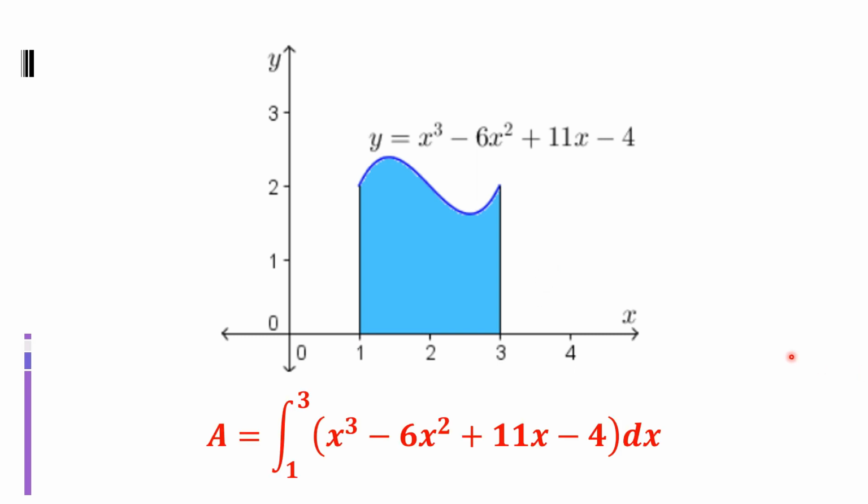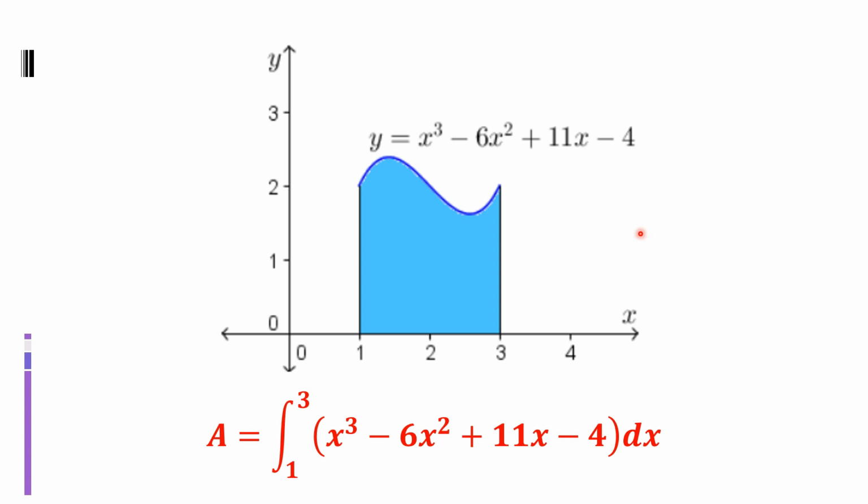So in this particular figure, kasi meron tayong region dito na below y equals x cubed minus 6x squared plus 11x minus 4. And that area is from 1 to 3. So by the definition, this area is actually equal to the definite integral from 1 to 3 of x cubed minus 6x squared plus 11x minus 4 dx.